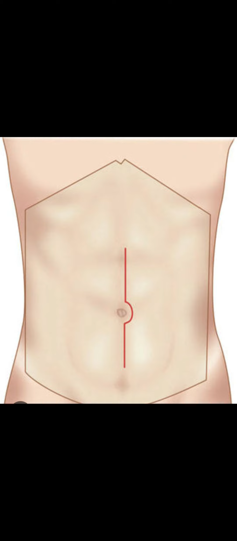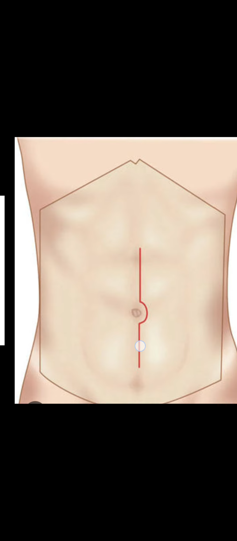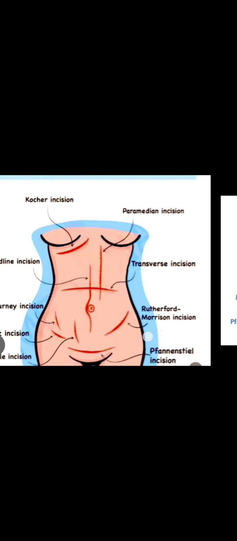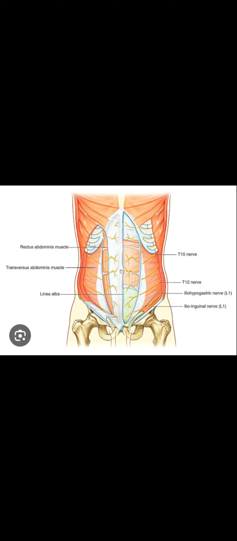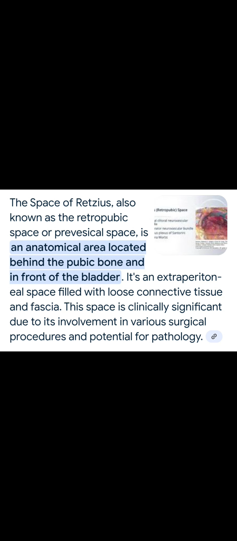Bladder can be accessed by an extraperitoneal approach through the space of Retzius. When we open the abdomen, before opening the peritoneum, if we want to approach the bladder, we can approach it through the Retzius space. So let's see what is Retzius space.